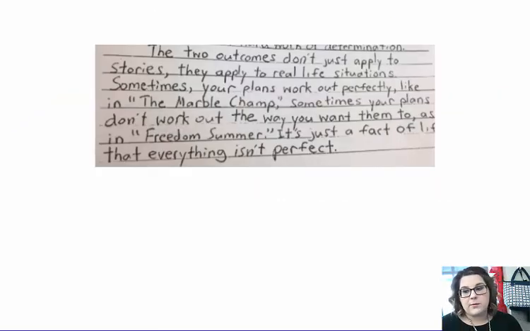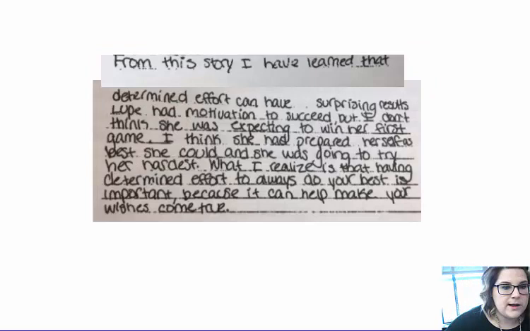So here are some exemplar examples from the literary essay packet that we have. The two outcomes don't just apply to stories, they apply to real-life situations. Sometimes your plans work out perfectly, like in The Marble Champ. Sometimes your plans don't work out the way you want them to, as in Freedom Summer. It's just a fact of life that everything isn't perfect. I love that circular statement at the end where they zoom really, really out suddenly and they apply it to life. While they're zoomed in here in our funnel, they zoom right back out to get us out of the essay.